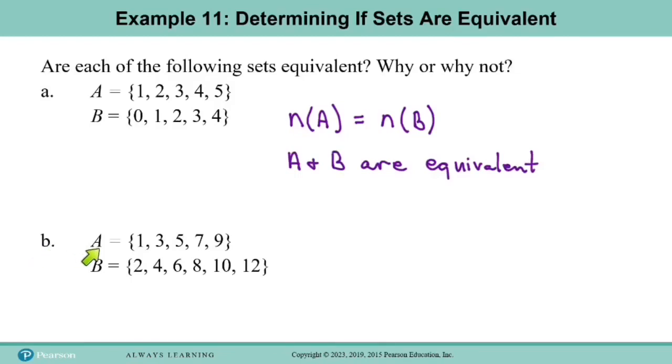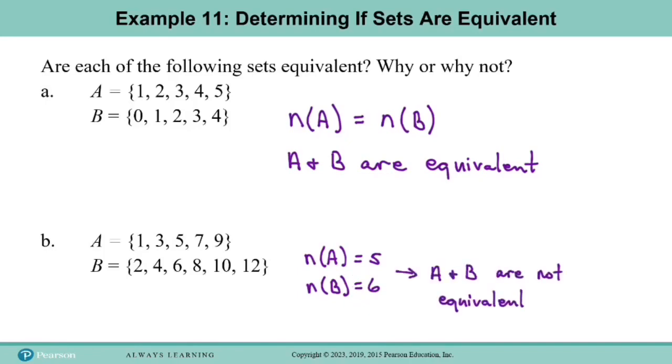In part B, we have set A is the set containing 1, 3, 5, 7, 9, and set B is the set containing 2, 4, 6, 8, 10, 12. These 2 sets do not have the same cardinality. The cardinality of set A is 5. The cardinality of set B is 6. 1, 2, 3, 4, 5, 6. And since the cardinalities are not the same, set A and set B are not equivalent.